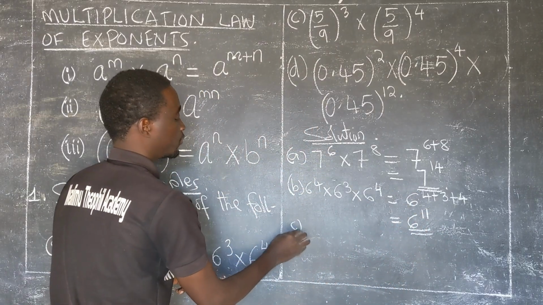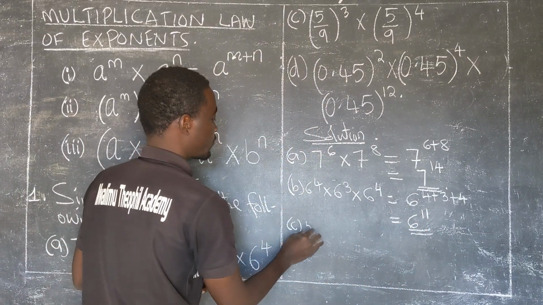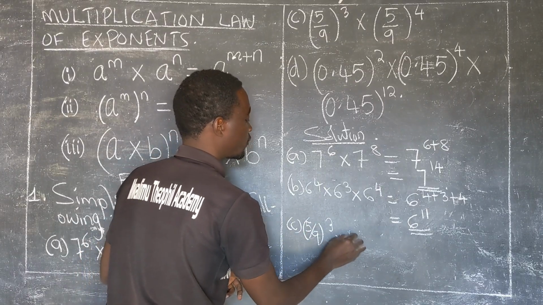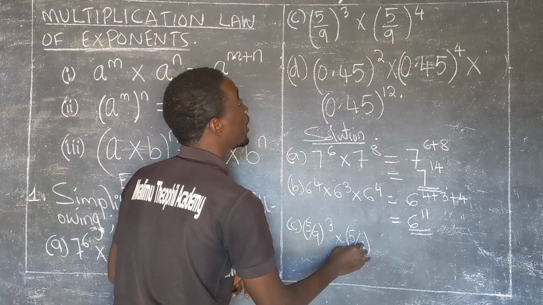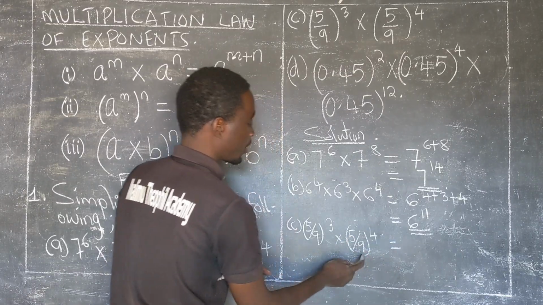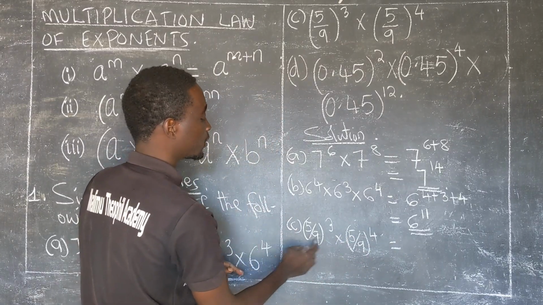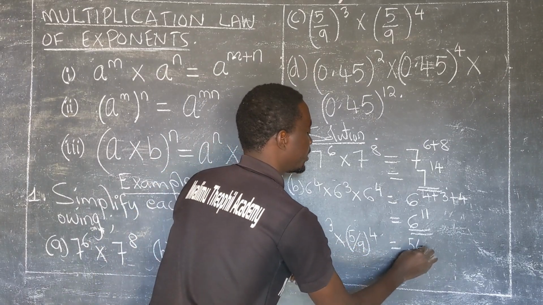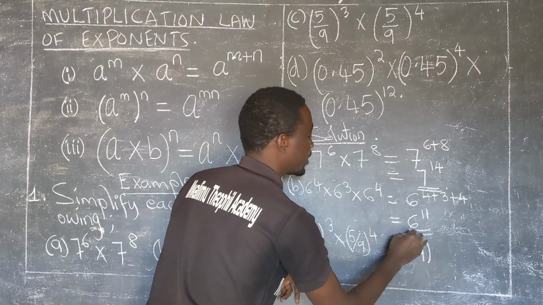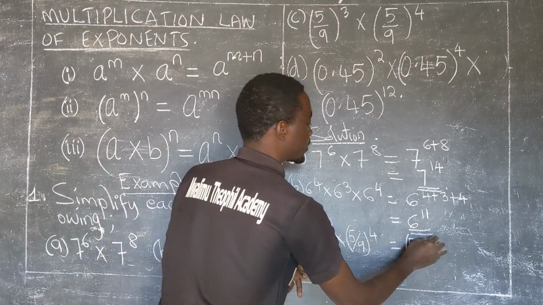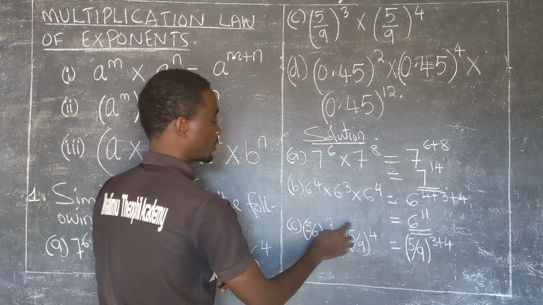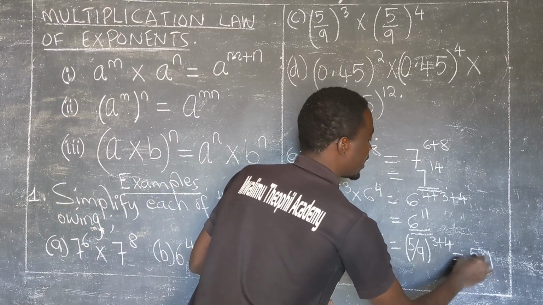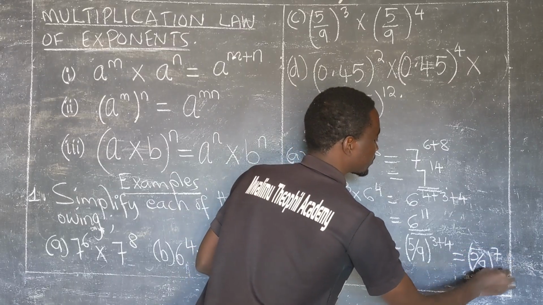Let us see the solution for C. In C, we are given (5 divided by 9) raised to 3 times (5 divided by 9) raised to 4. Here we have the same base and it is multiplication. So we take a single base, 5 divided by 9. We add the exponents, 3 plus 4. Now the answer here becomes (5 divided by 9) raised to 7.